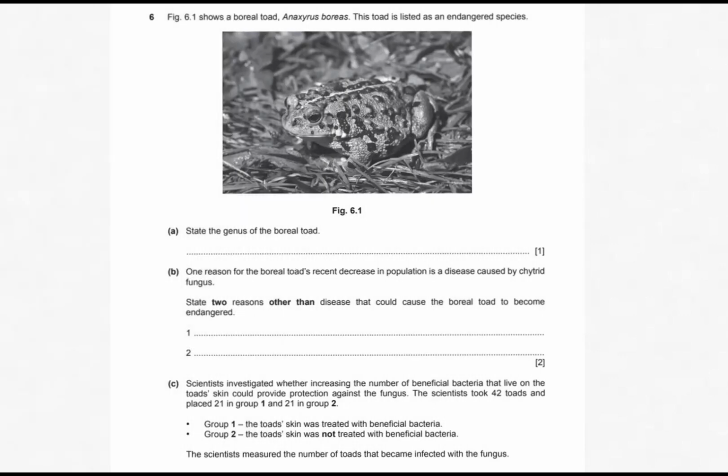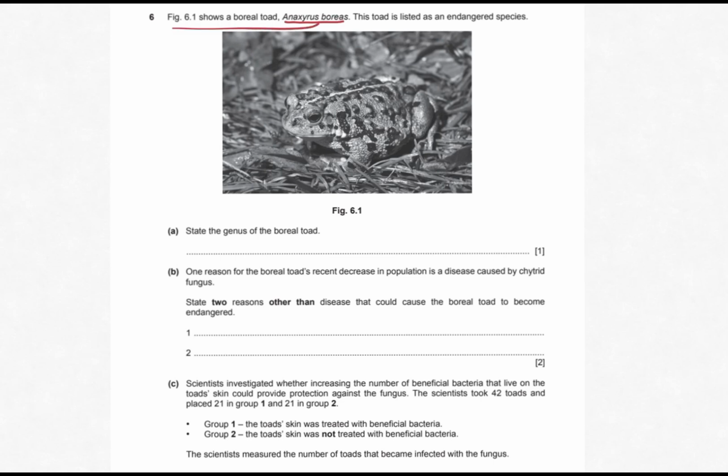On the next page, we have question 6 that gives us figure 6.1 that shows a boreal toad, the Anaxyrus boreas. This toad is listed as an endangered species. They then ask us, A, state the genus of the boreal toad.